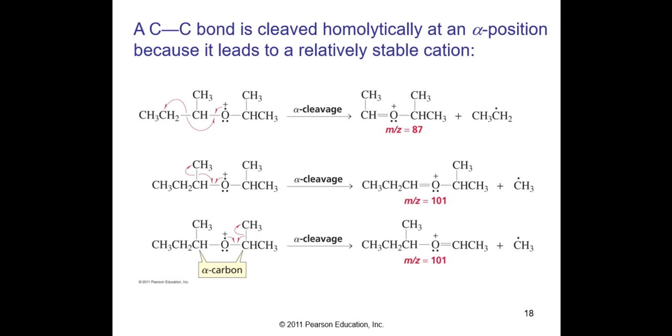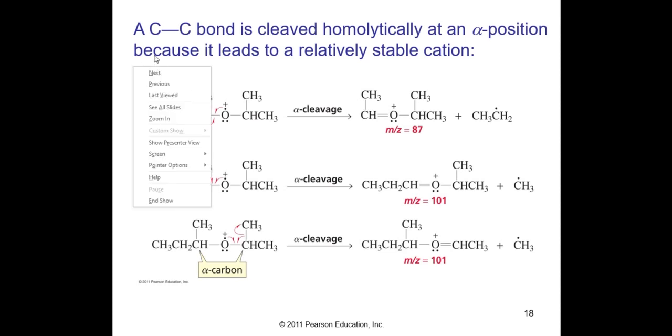First, you're going to crack out an ethyl radical. In the second case, you lose a methyl radical. And in the other case, you're going to lose a different methyl radical. You're going to get peaks at 87, 101, and 101. Two sources of 101.